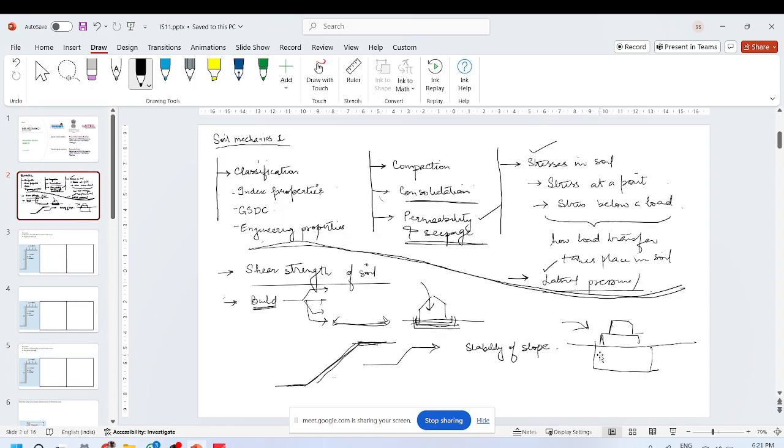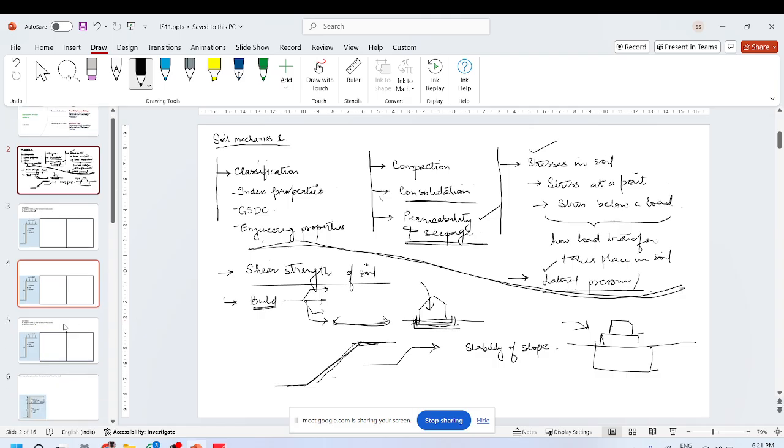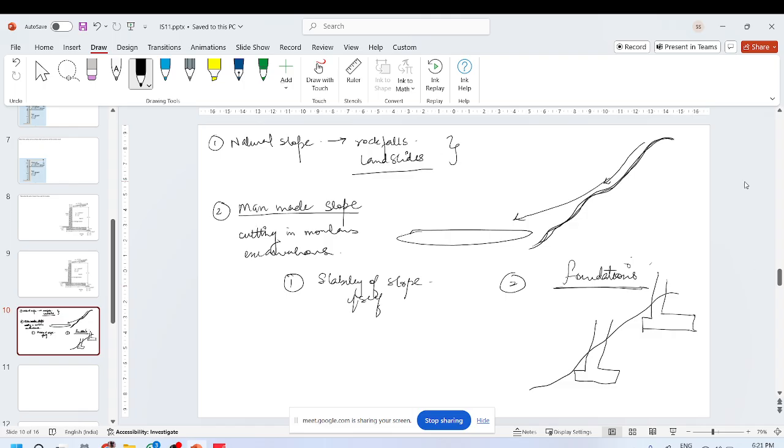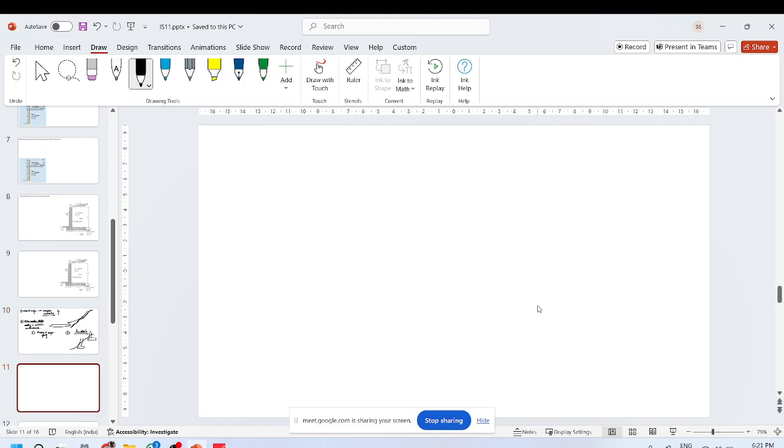Okay, so there were two scenarios: flat land and sloping land. In sloping land, either we have a man-made slope or we have a natural slope. In sloping grounds, we want to check the stability of the slope or the foundation. So, for starters, let's talk about finite and infinite slope.